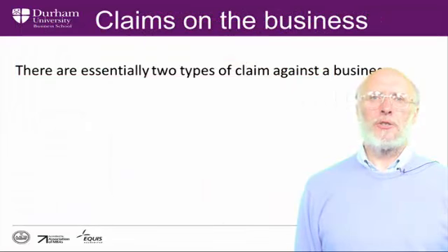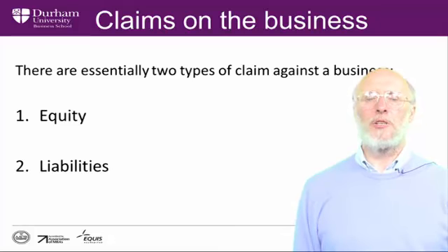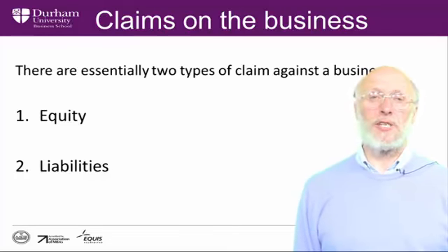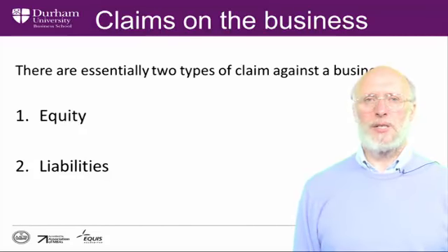There are essentially two types of claim against the business that we covered before. So these are equity, which are the shareholders and the money that they've got invested in the business, and they've got the liabilities. And the liabilities again are split into short-term type liabilities, current liabilities, and long-term liabilities, so non-current liabilities.